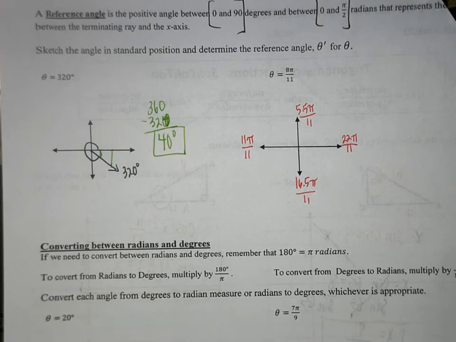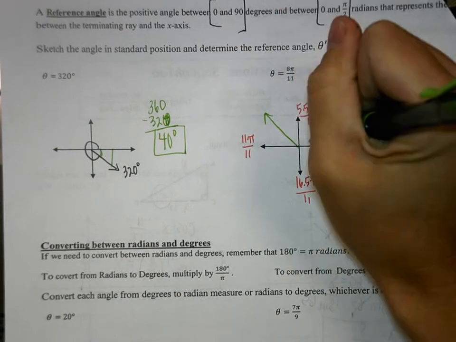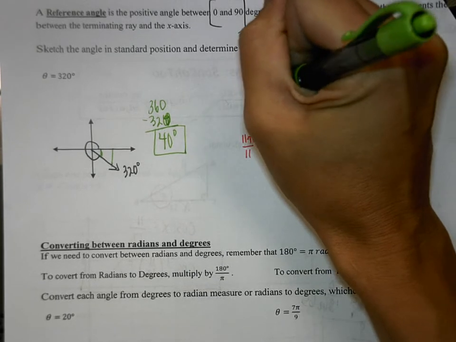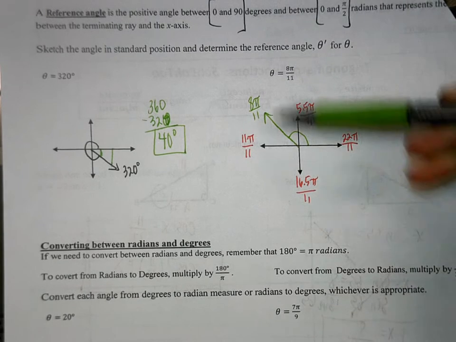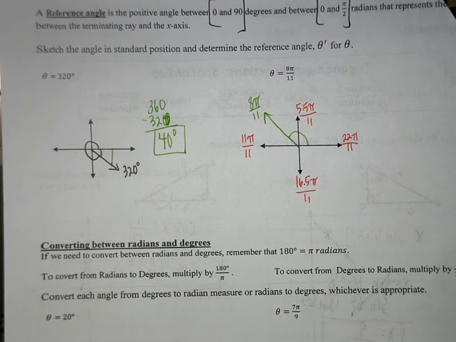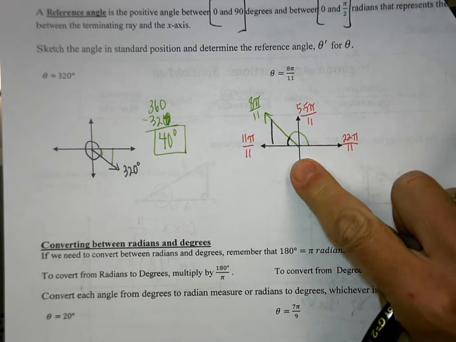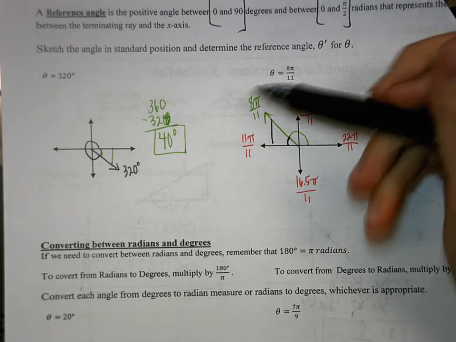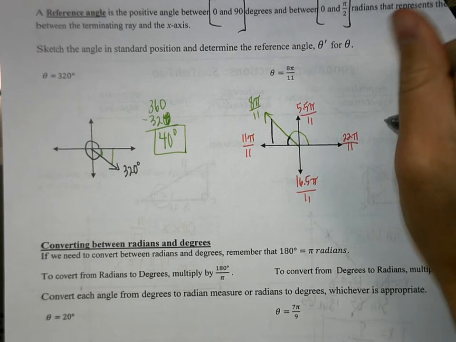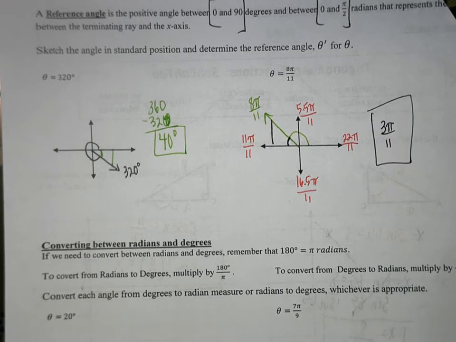If we're drawing this, which quadrant is 8 pi over 11 going to be in? Very good. So we're going to go ahead and draw this reference angle. Looking here, my reference angle again always goes to the x-axis. So basically, we're trying to figure out what it's going to take to get to that line. Good. 3 pi over 11 is correct. Any questions?